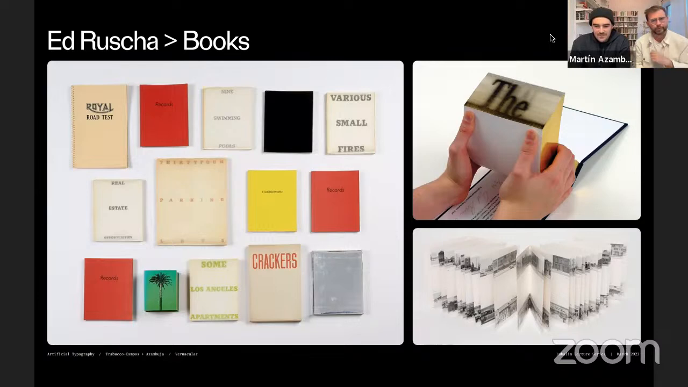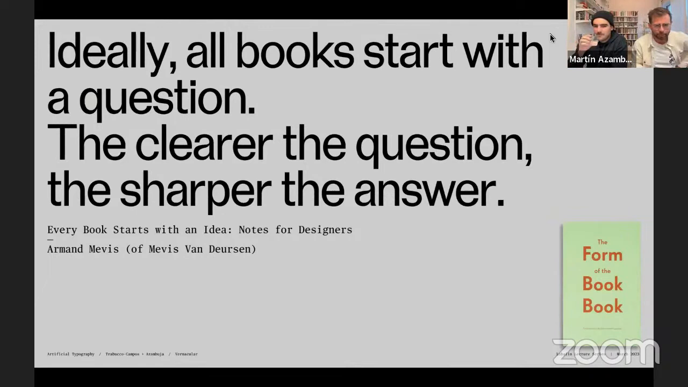And so this quote by Armand Mevis and Linda van Deursen really comes up for us. Ideally, all books start with a question. The clearer the question, the sharper the answer. This is from a short essay in the form of a book, titled Every Book Starts With an Idea: Notes for Designers. It's a really short and extremely amazing text. But in it, this idea of a question, something that prompts the inquiry of what the book is going to do, is actually quite important, because it helps us really sharpen the idea of it.